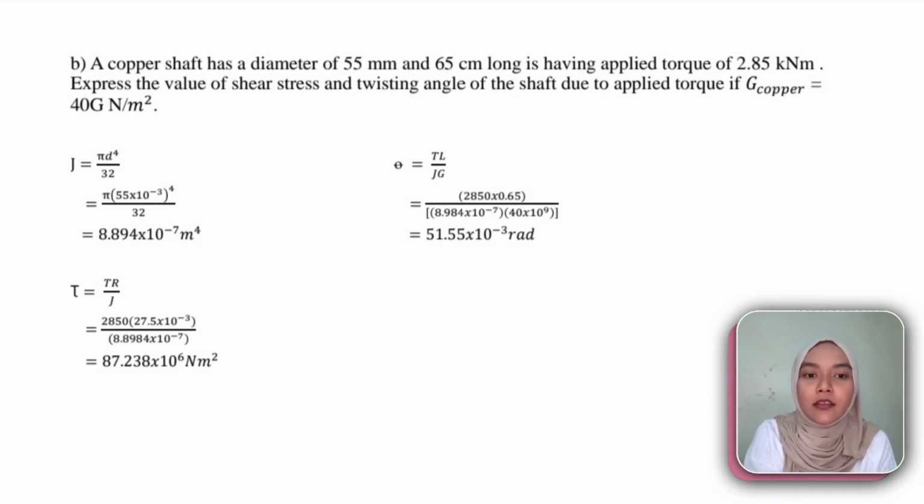Last step, theta equals T L over J G equals 850 multiply 0.65 over bracket 8.894 multiply 10 power negative 7 multiply 40 multiply 10 power 9 bracket equals 51.55 multiply 10 power negative 3 radians.